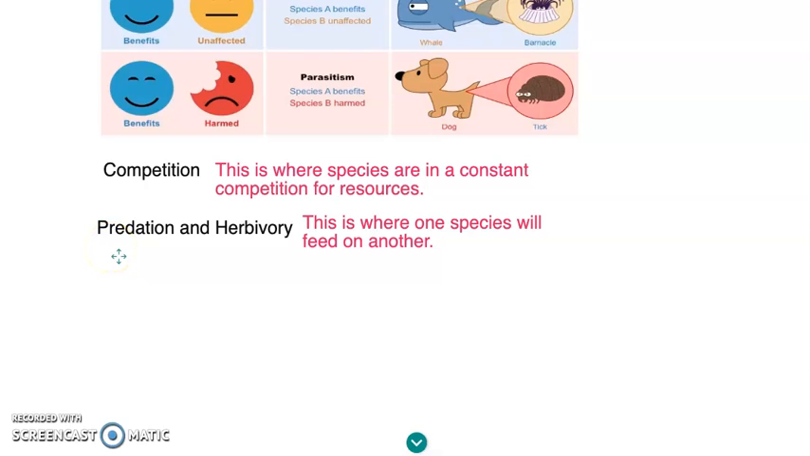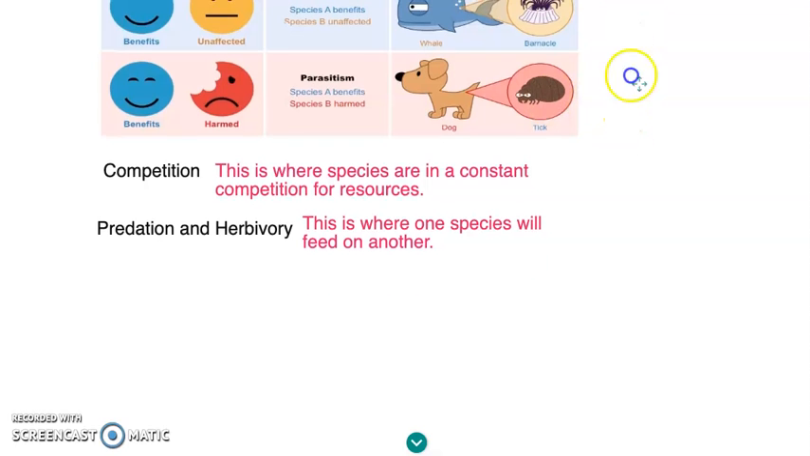And then the next one is predation and herbivory. So this is where one species will feed on the other. So an elephant will feed on various kinds of plants. A giraffe will feed off of the acacia trees, or the lions will eat the zebras and stuff like that.